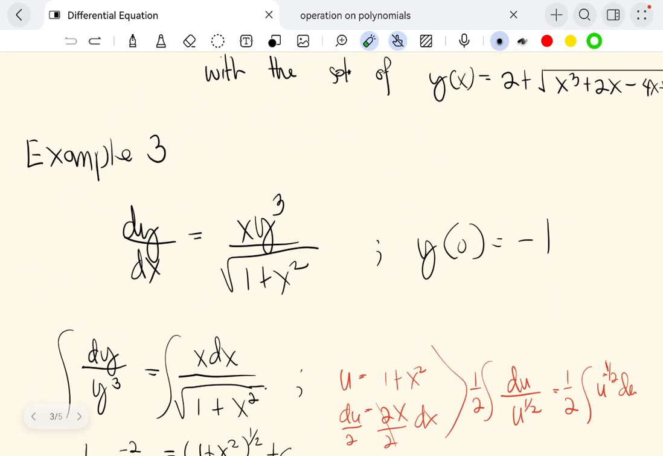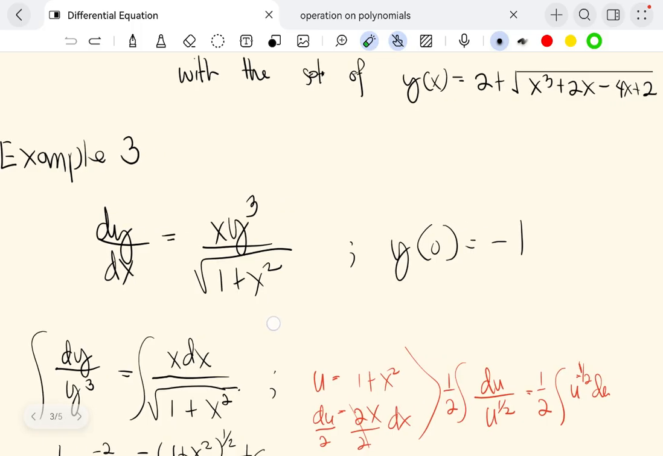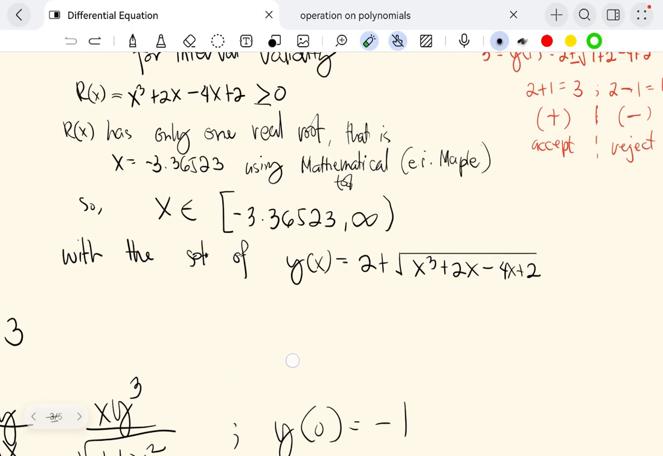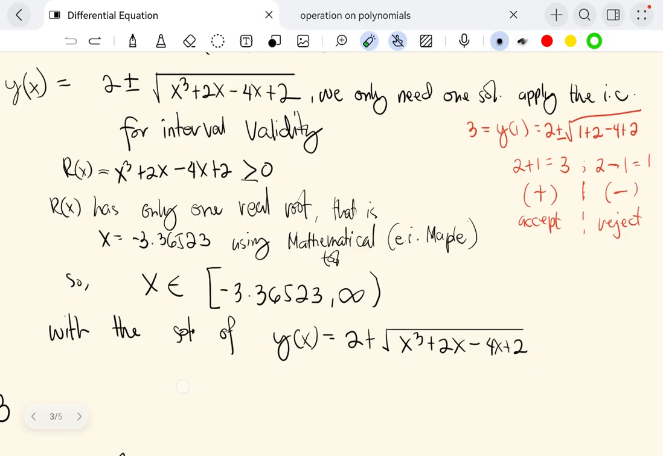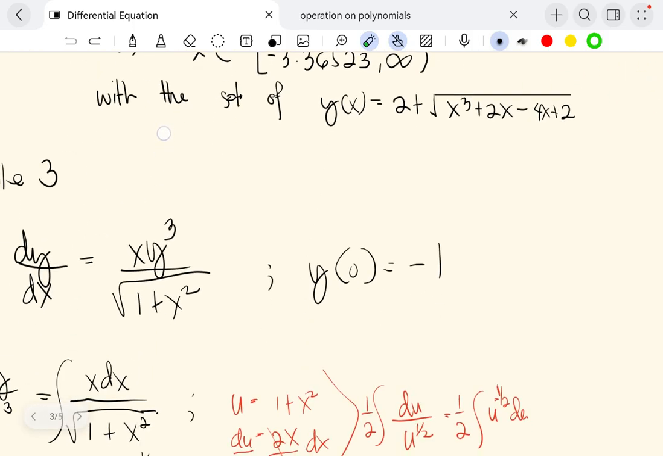So example 3, again with the interval of validity. Since there is only one singularity, 3, and 1 here, the whole interval is from this one to positive infinity, which includes the initial condition of 1.